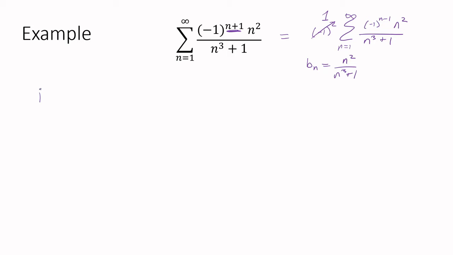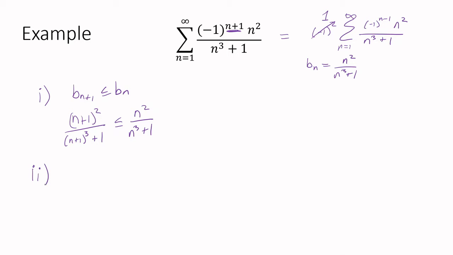So what's number 1? I need that it's decreasing, right? So then I would need to show n plus 1 squared over n plus 1 cubed plus 1 is less than or equal to n squared over n cubed plus 1. Okay, so I would need to show this is true. And then in the second case, I need to show that the limit of n squared over n cubed plus 1 as n goes to infinity is 0. So this is what I need to show in order to use the alternating series test.